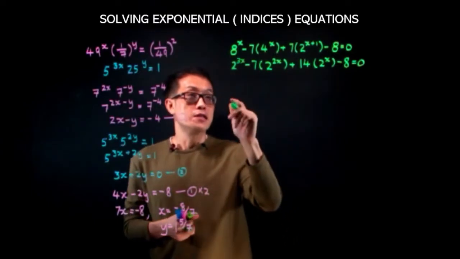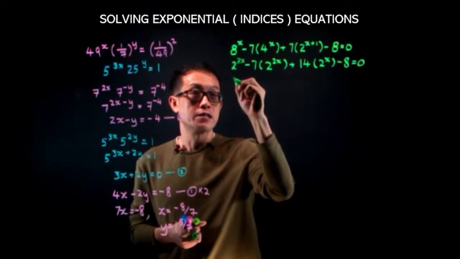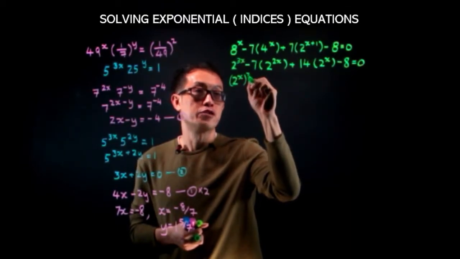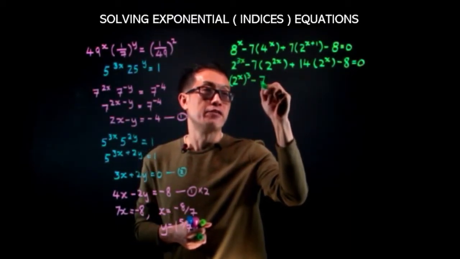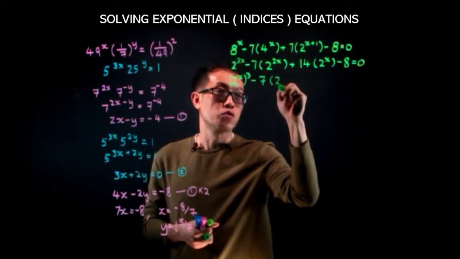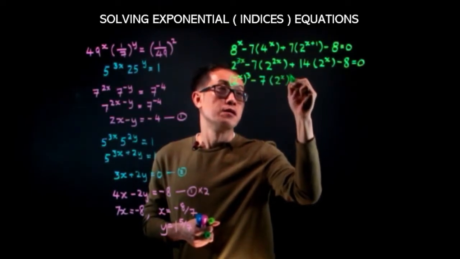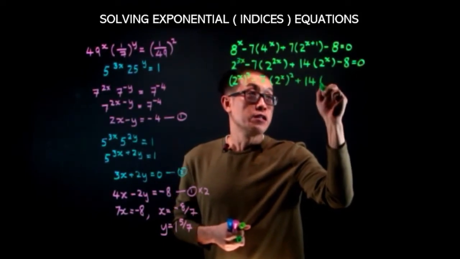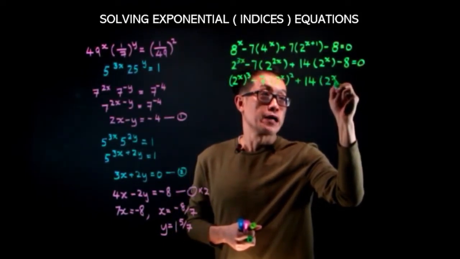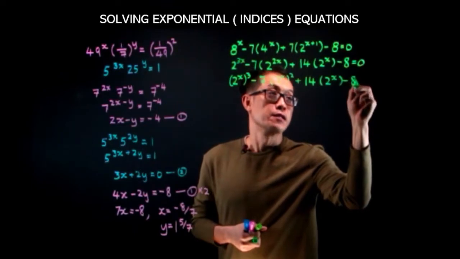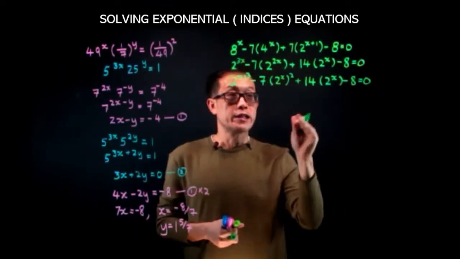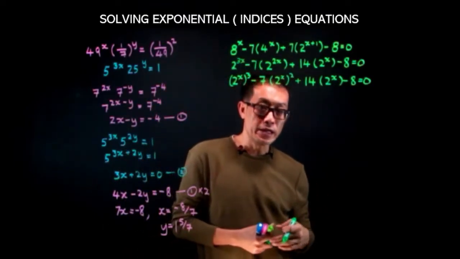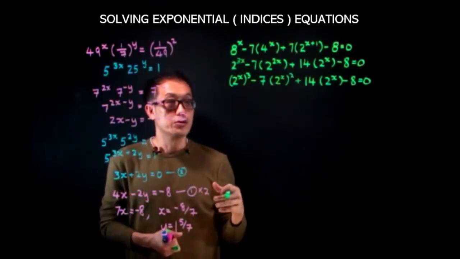Now look at this, this can be rewritten as 2 to the power x to the power of 3 minus 7. This one can be rewritten as 2 to the power x squared plus 14 2 to the power x minus 8. Now this is a quadratic equation. How to solve quadratic equation? Now you learn in remainders theorem. The first root you need to guess.